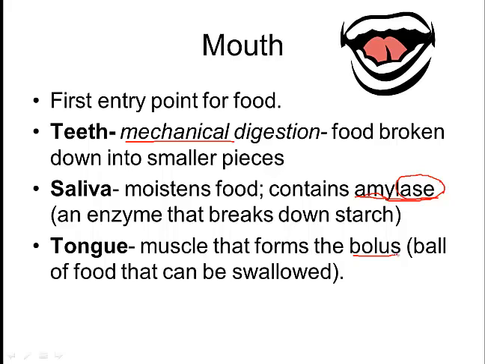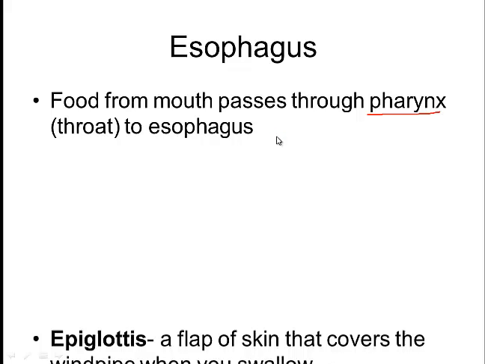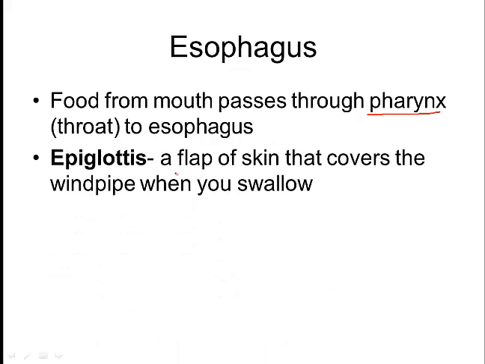All right, from your mouth, your food passes through the pharynx. Remember, your pharynx is your throat. So we go right through the pharynx and down into the esophagus. There is a flap of skin that covers over your windpipe called the epiglottis. When you swallow, you cover over your windpipe with the epiglottis, and that keeps you from choking, so that food doesn't go down the wrong tube.